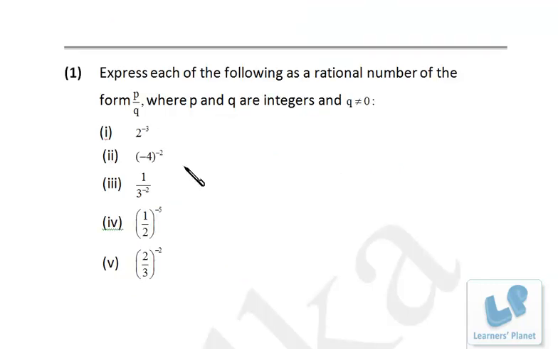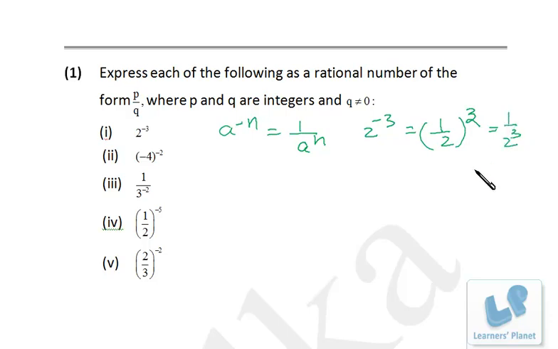So friends, let's discuss some of the problems here. Express each of the following as a rational number of the form p by q, where p and q are integers and q is not equal to 0. That means the denominator should not be equal to 0, right? Now it's 2 raised to minus 3. I already told you a raised to minus n can be written as 1 upon a raised to n, right? So just take the reciprocal of the base. So it's 1 upon 2 raised to 3, that can be written as 1 upon 8.